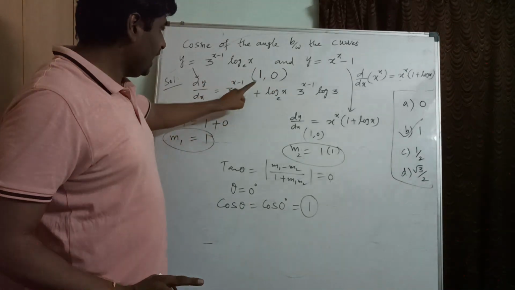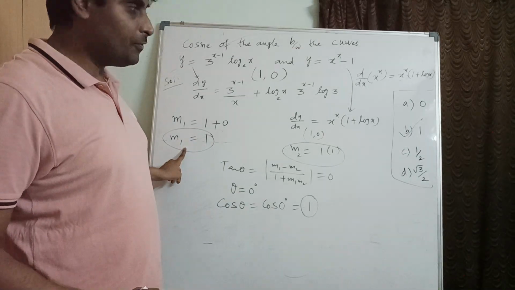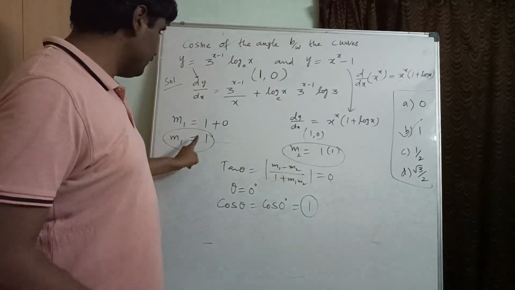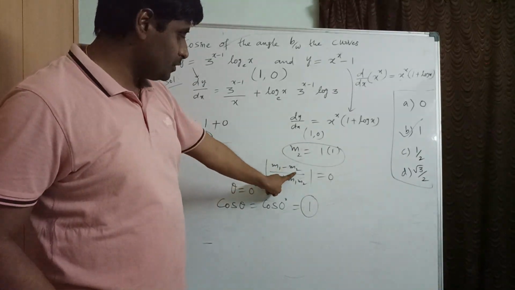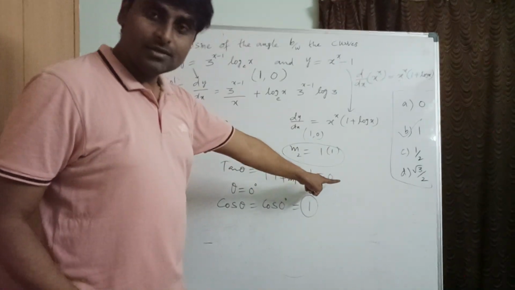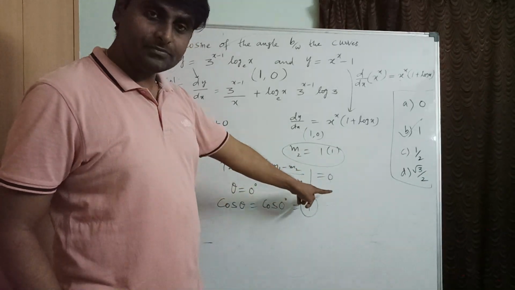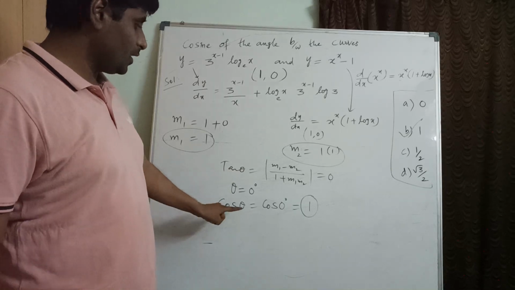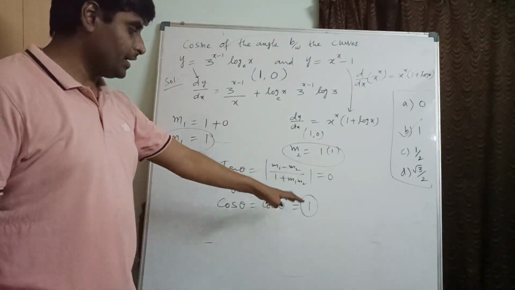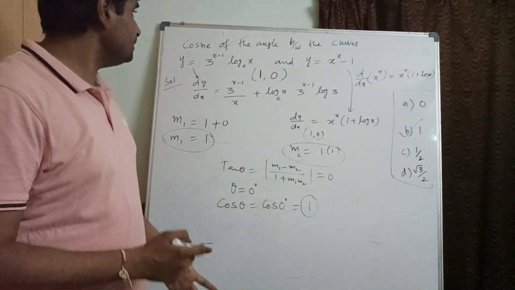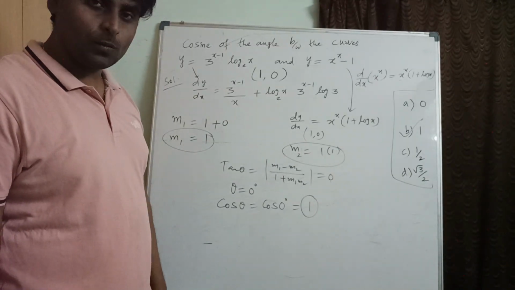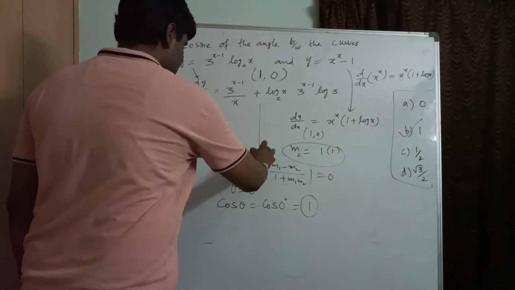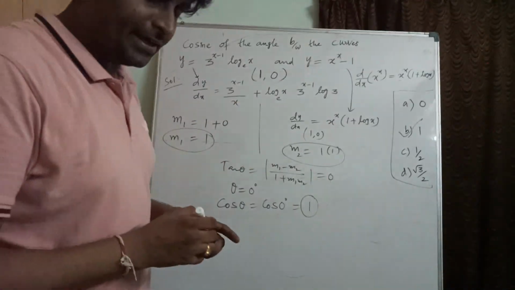Just derive and substitute the same point. We'll get slope 1. Derive the second curve, substitute the same point. We'll get m2. Here m1 and m2 are the same, so m1 minus m2 equals 0. Tan theta equals 0. When tan theta equals 0, theta is 0 degrees. We are finding cos theta, cos 0. So finally what is the answer? Cosine of this angle, cos 0, is 1. So option B is correct. Clear? So hope you have understood. Pause the video. Make a note of it.